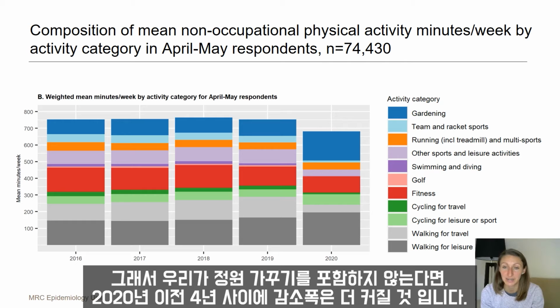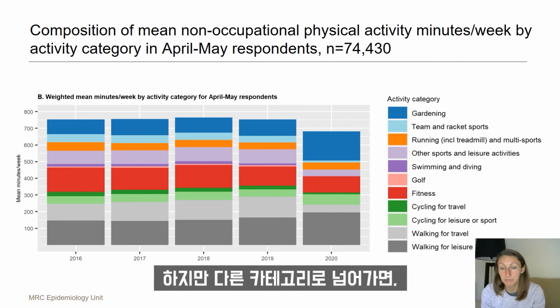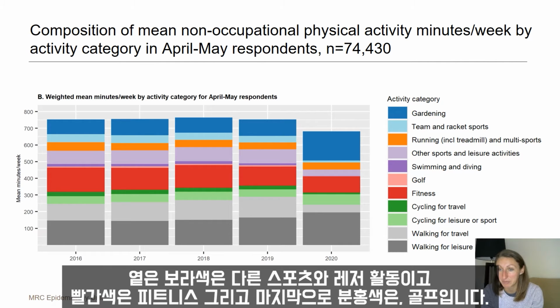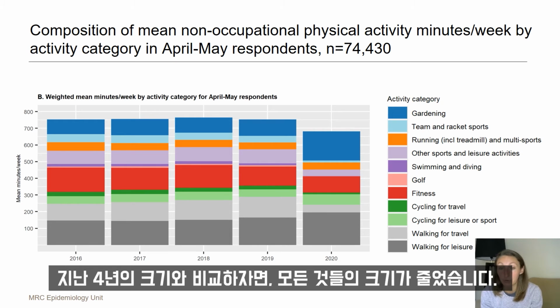But moving down into other categories, it's obvious that team sports, or those relying on facilities, have all reduced a lot. So that's the light blue of team sports. The swimming and diving is the dark purple that's gone. The light purple is other sport and leisure activities. And the red of fitness and the pinky golf have all gone down in size compared with the previous 4 years.